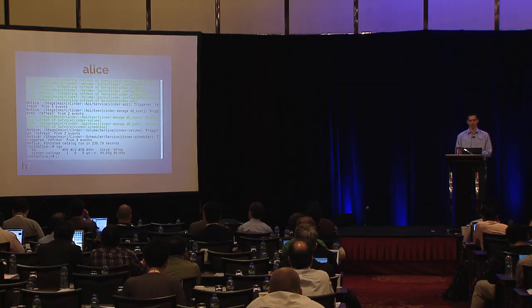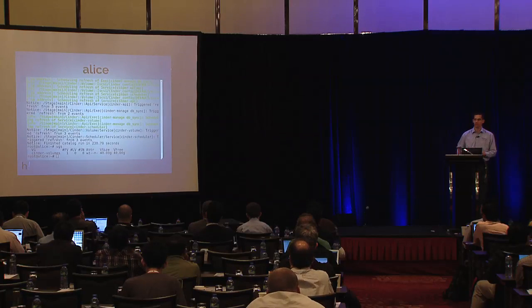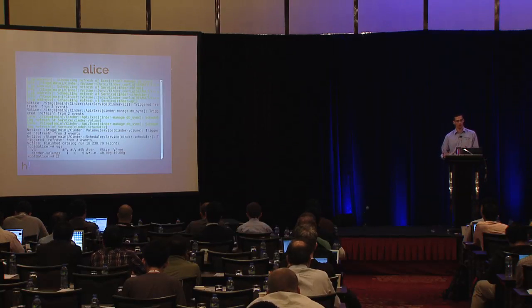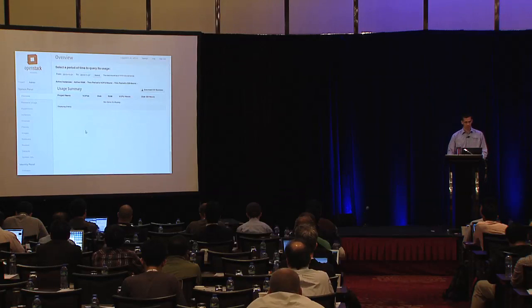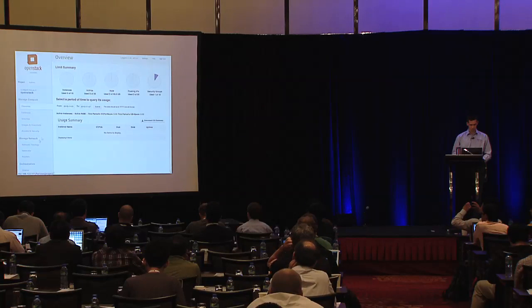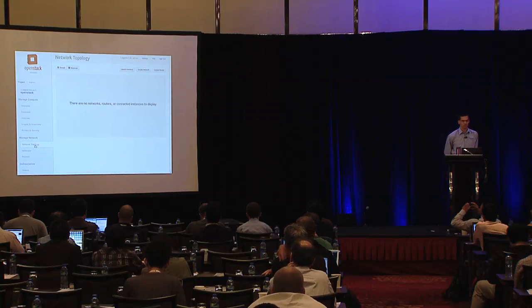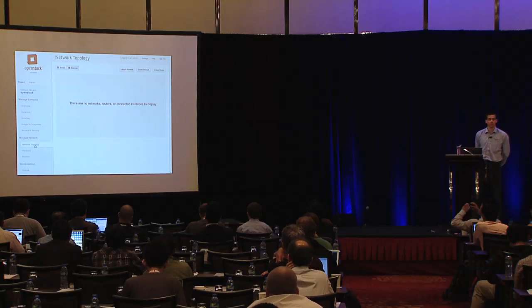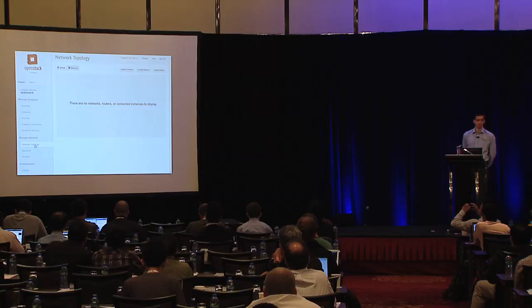And now that we have a full-blown controller node, we can start interacting with our cloud, and we can do so either on the command line or using the OpenStack dashboard. Just for a little example here, if we go into the tenant that we have just created, we can take a quick look at, for example, our network topology. And as you would expect, our network topology is currently completely empty. There is nothing in there.